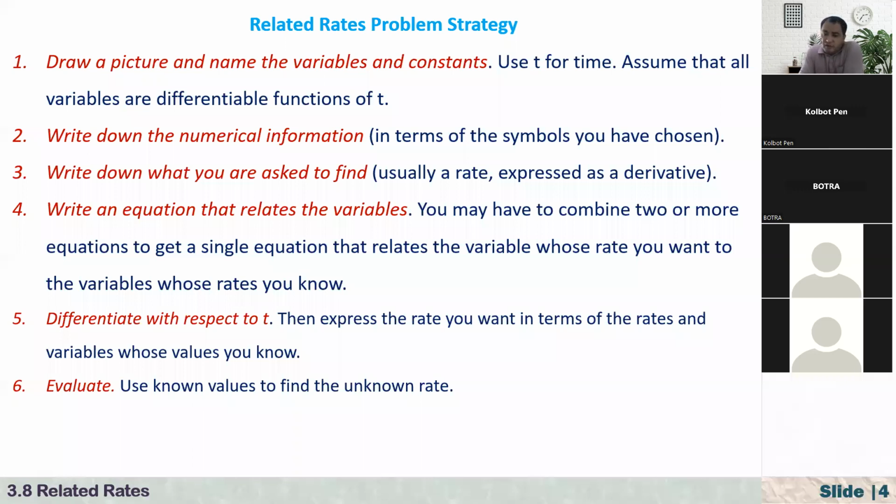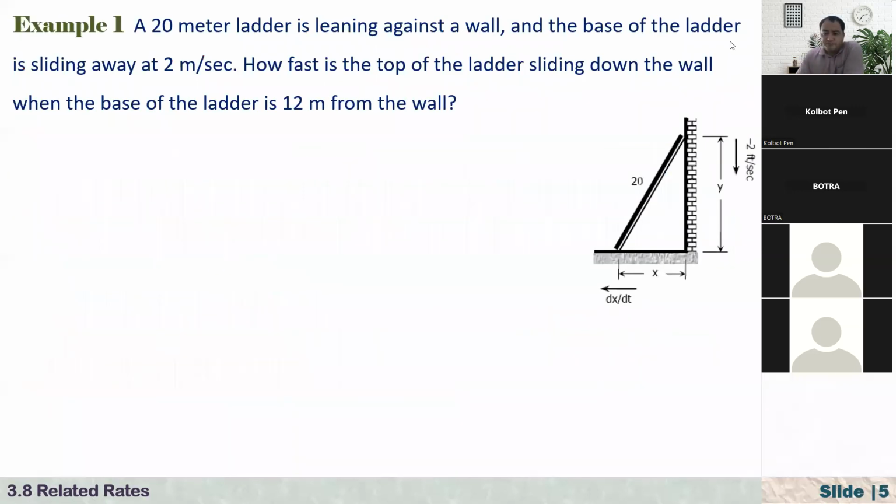And write down what you're asked to find. Now, in the previous session, we talked about implicit differentiation, right? And usually in implicit differentiation, we need to find dy/dx. That's why first we have to write down what we are going to find here, dy/dx or dy/dt or what, and write an equation that relates the variables. That means that using that information, we need to set up an equation, and after that we have to differentiate with respect to t, evaluate, and solve the problem. Okay, let's start with this easy question.